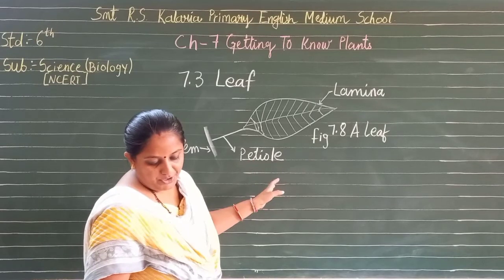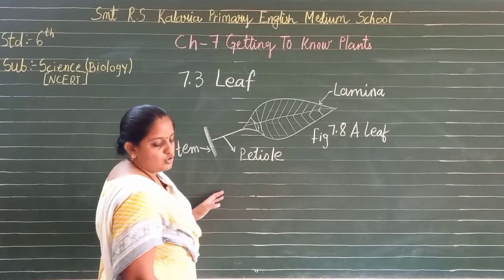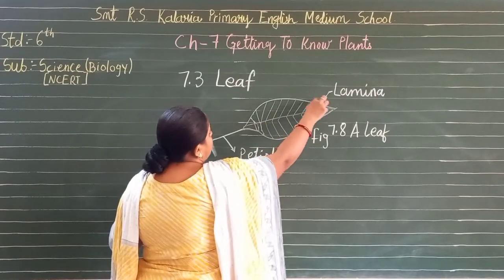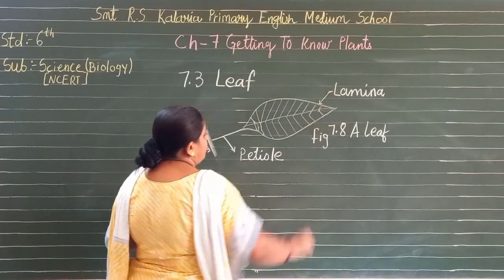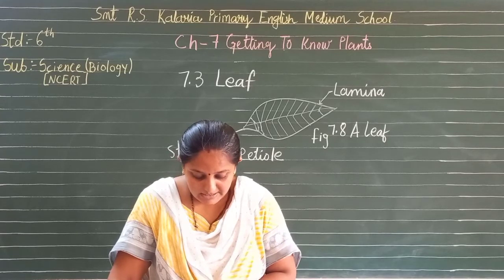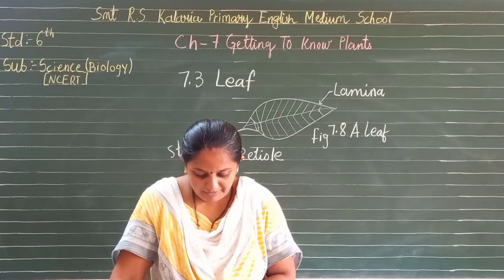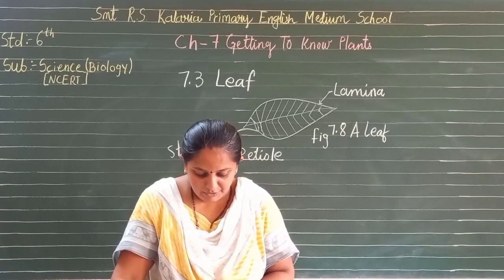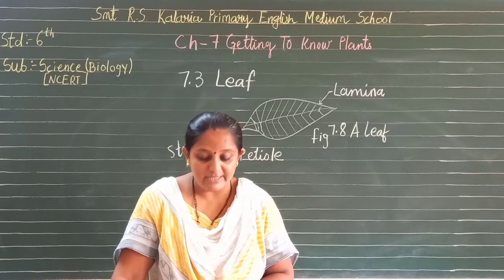And the broad green part of a leaf is called lamina. The broad green part of a leaf is called a lamina. You can identify these parts of the leaves in the plants around you. Now, do all leaves have petioles?